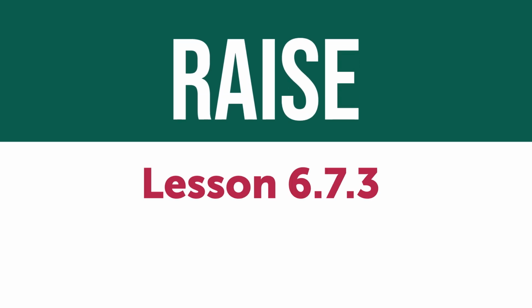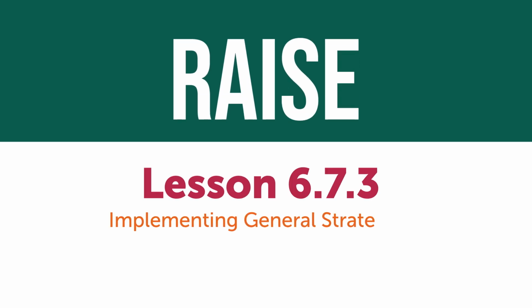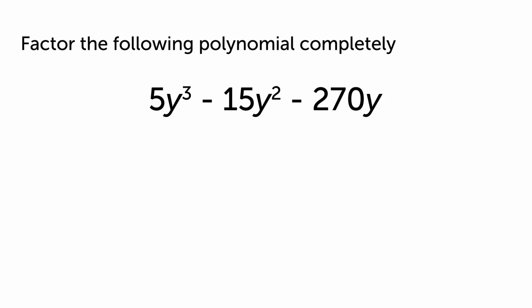Lesson 673, Q1, Implementing General Strategies for Factoring. In this problem, we are asked to completely factor the trinomial 5y cubed minus 15y squared minus 270y.